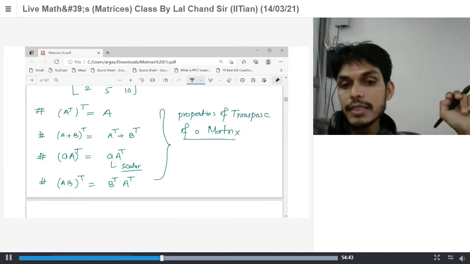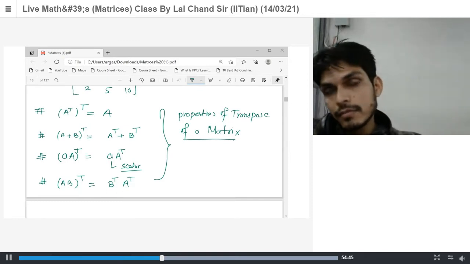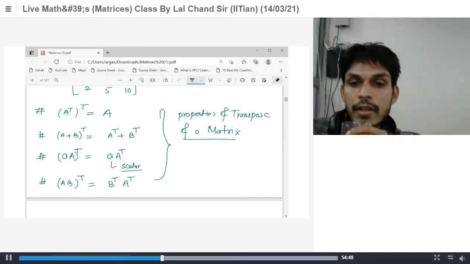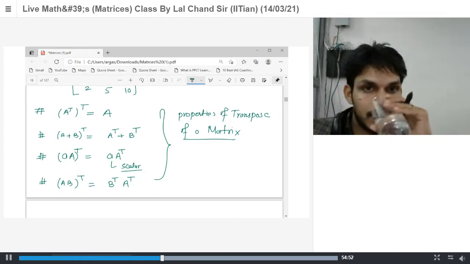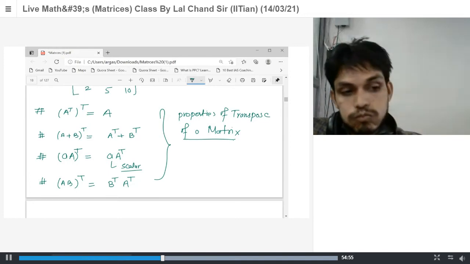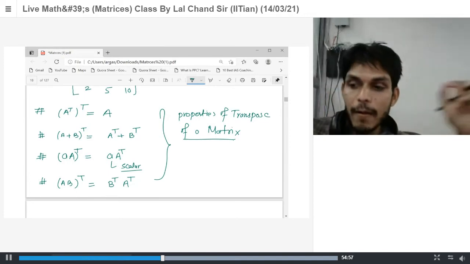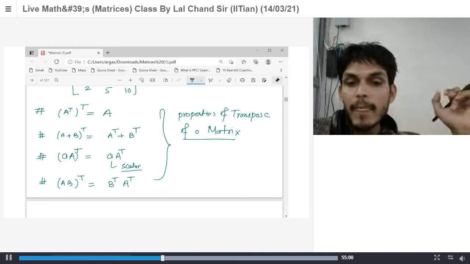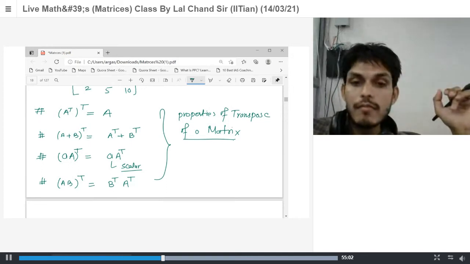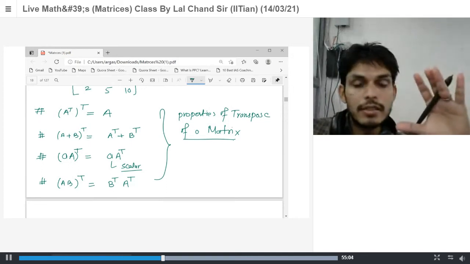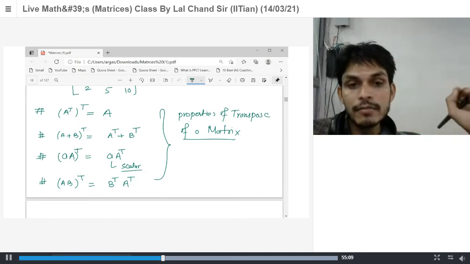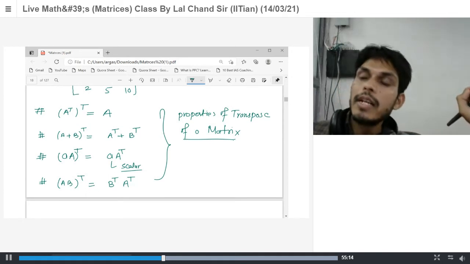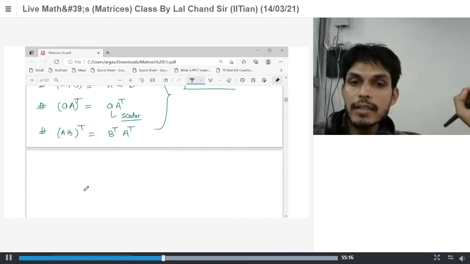So up to this, do you have any doubt? If you have any doubt, let me know in the comment section first. Okay, fine. So I think up to this you have a basic idea about all those things we have discussed till now. All right. So now let us talk about the conjugate of a matrix.